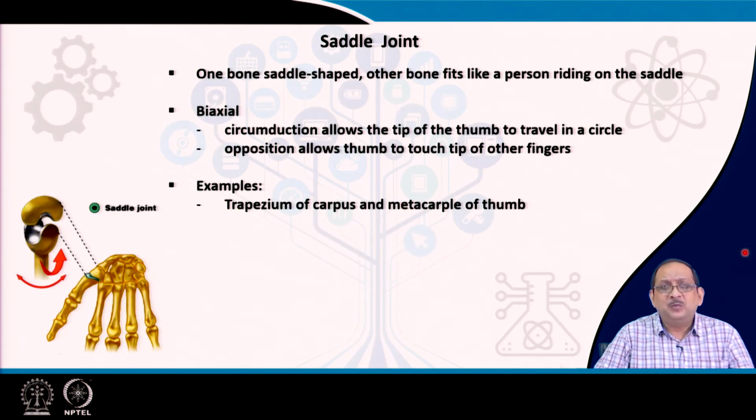The saddle joint is formed when one bone is saddle shaped. The other bone fits like a person riding on the saddle. It offers biaxial movement. Circumduction allows the tip of the thumb to travel in a circle, whereas opposition allows the thumb to touch the tips of the other fingers. Examples of the saddle joint are the trapezium of the carpus and the metacarpal of the thumb.